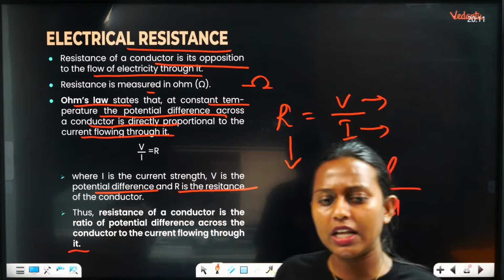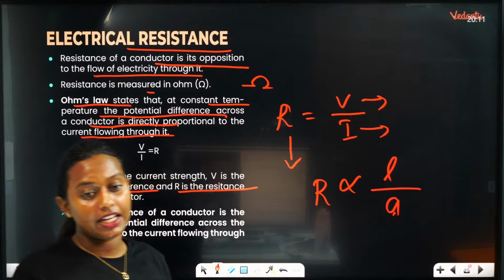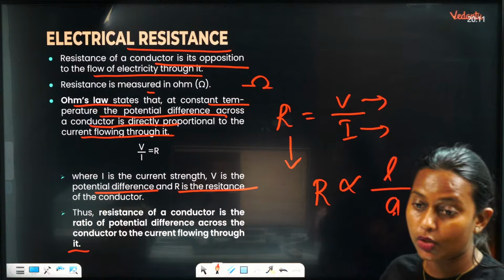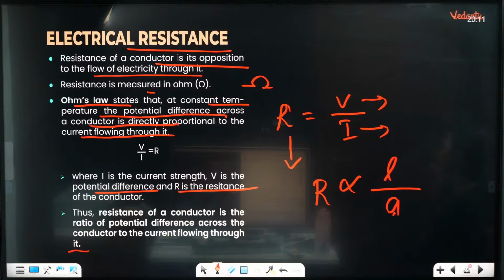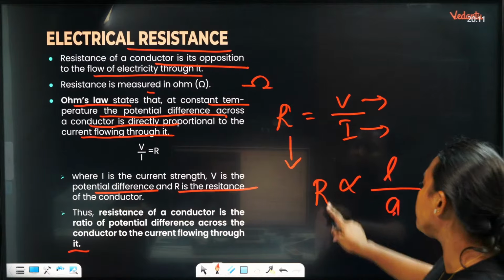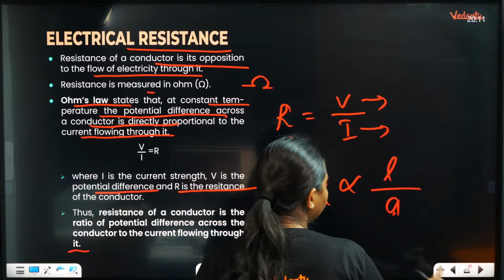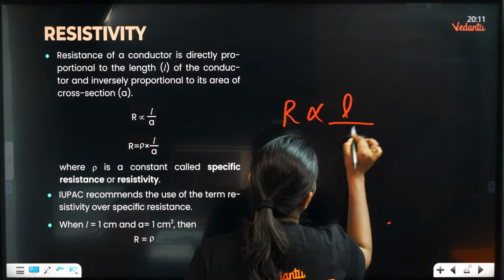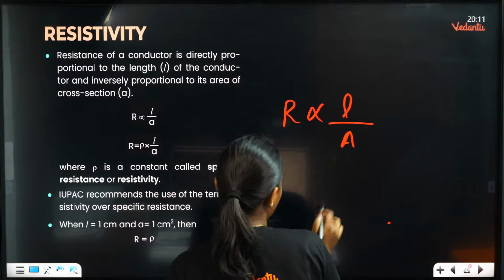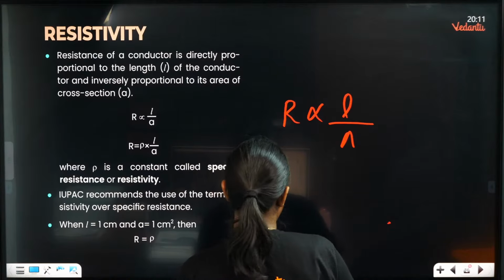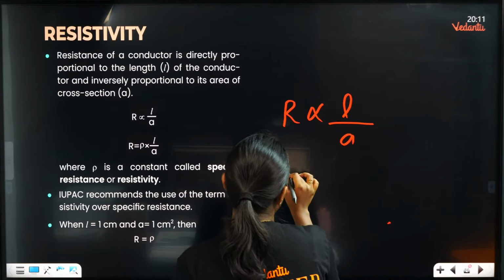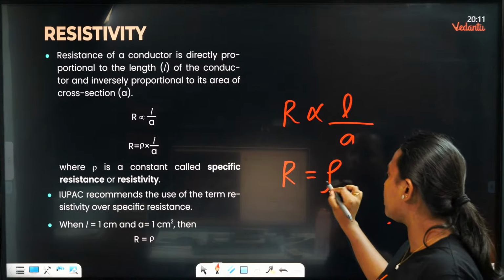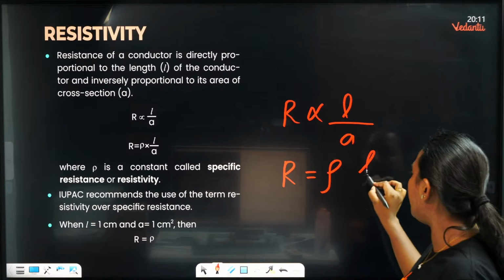L by A. So tell me, what is L by A? Length and area. Very good. This is length and area. So resistance is directly proportional to length and inversely proportional to area of cross section. Here I am introducing a new constant, that is rho. Rho L by A.